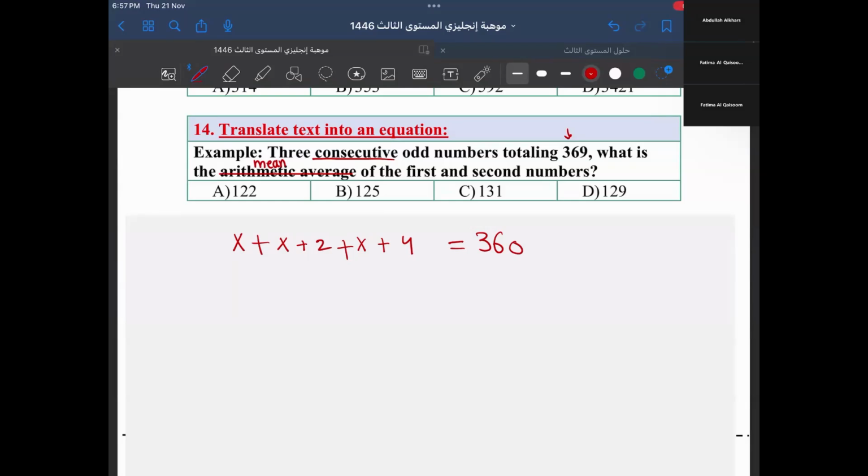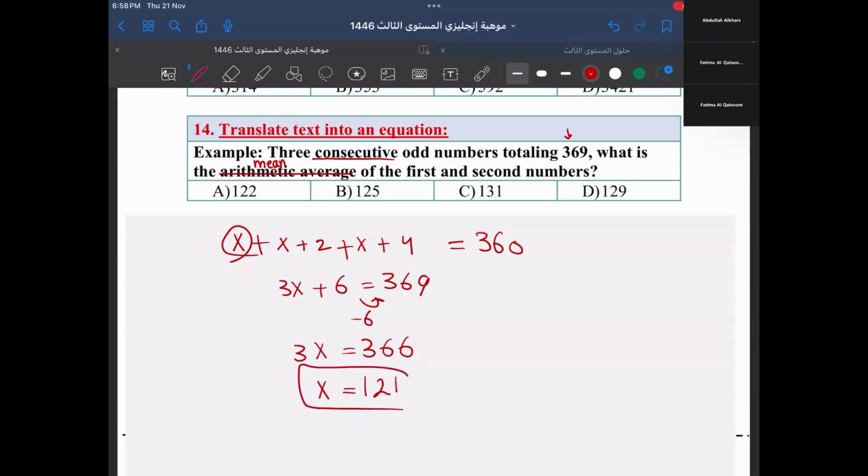So now we're going to add them together. It's going to be 3x plus 6 equals 369. Minus 6, and then minus 6. Exactly. And then I'm going to have 3x equals 363. Divide by 3, which makes it 121. So the first number here is 121.